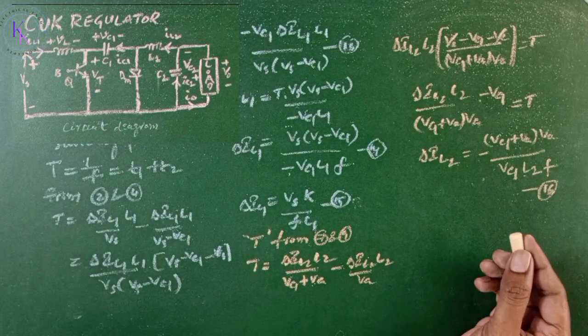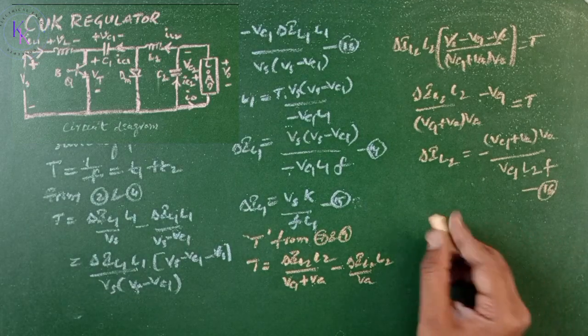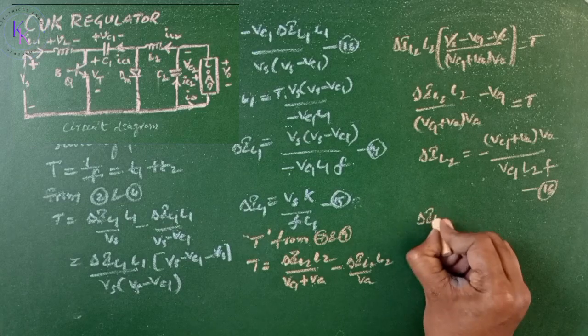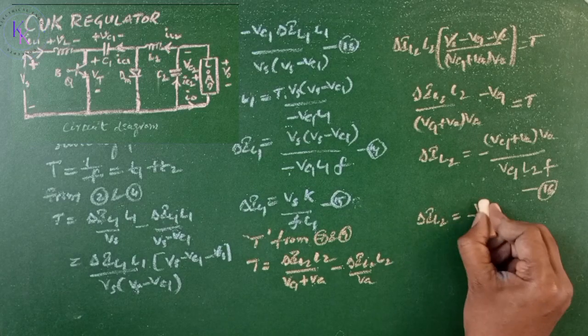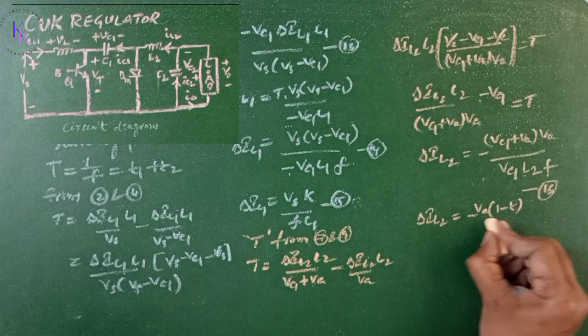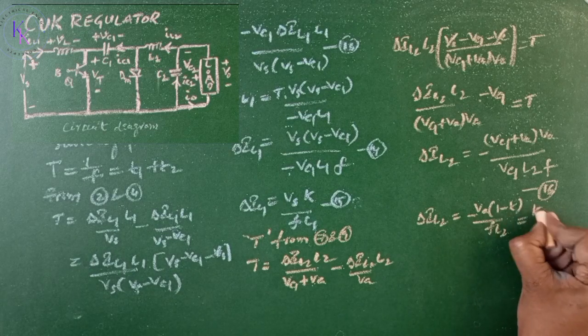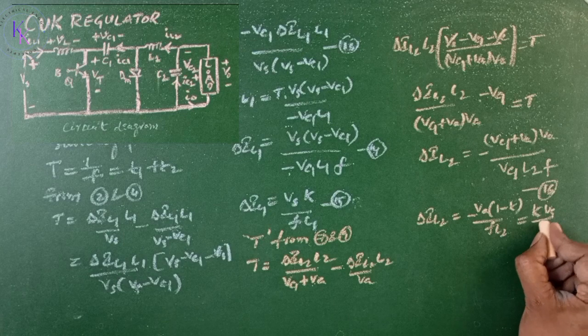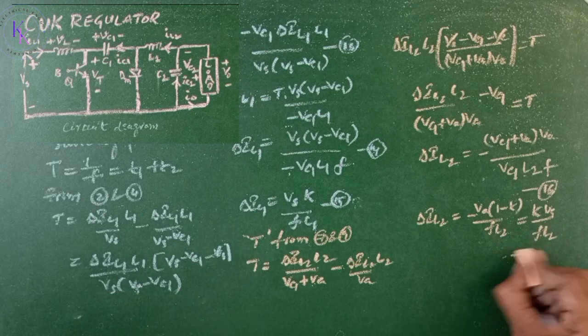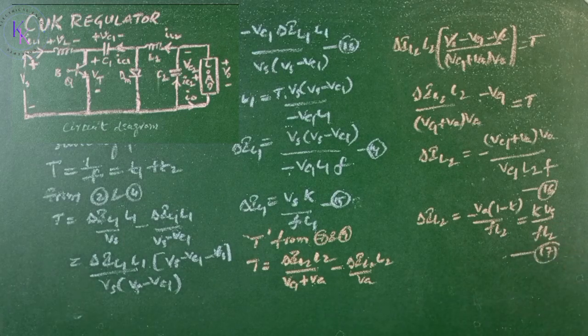Now if you substitute the value of Vc1 in this, then you will be getting delta IL2 equals minus Va 1 minus K divided by F L2. That equals K Vs divided by F L2. That will be equation number 17.